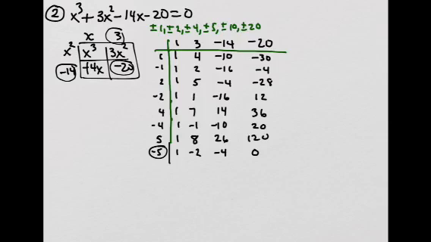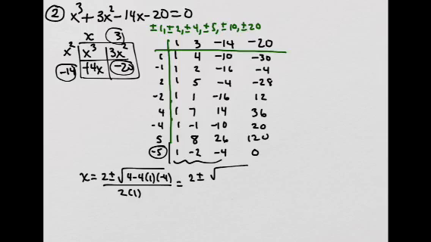So finally, there it is. Now this is a quadratic that does not factor, so we have to use the quadratic formula. So x equals the opposite of b plus or minus the square root of b squared minus 4 times a times c, all over 2a. So that's 2 plus or minus the square root of 4 plus 16, and that's 2 plus or minus the square root of 20.